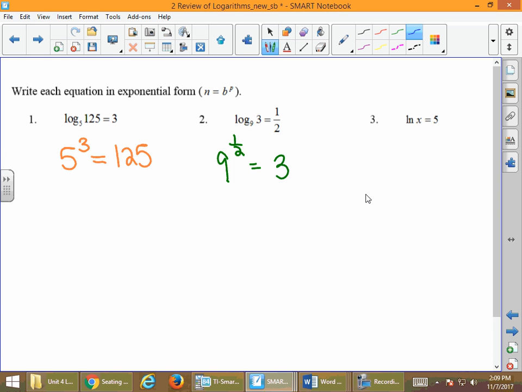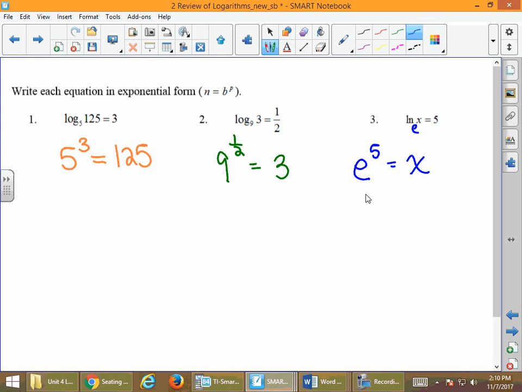And we need to know what the base is on this natural logarithm. And hopefully you remember from just a minute ago that's an e. So if we write this in exponential form, it's going to be e to the 5 equals x.